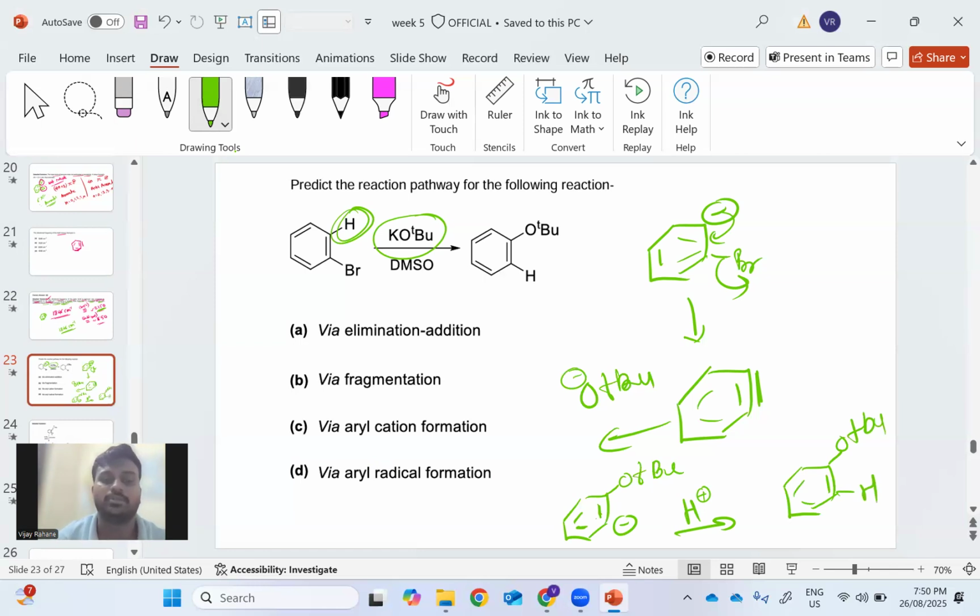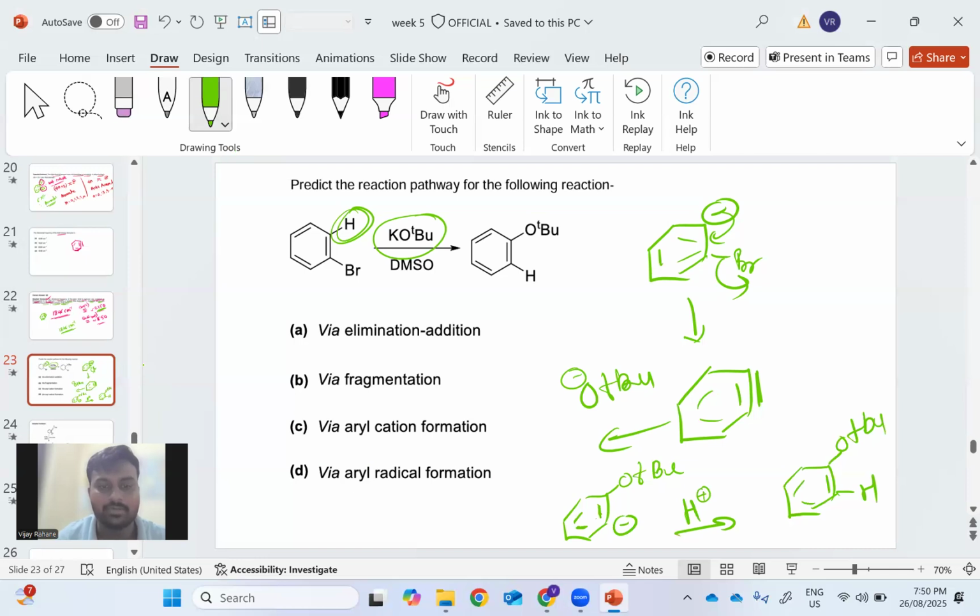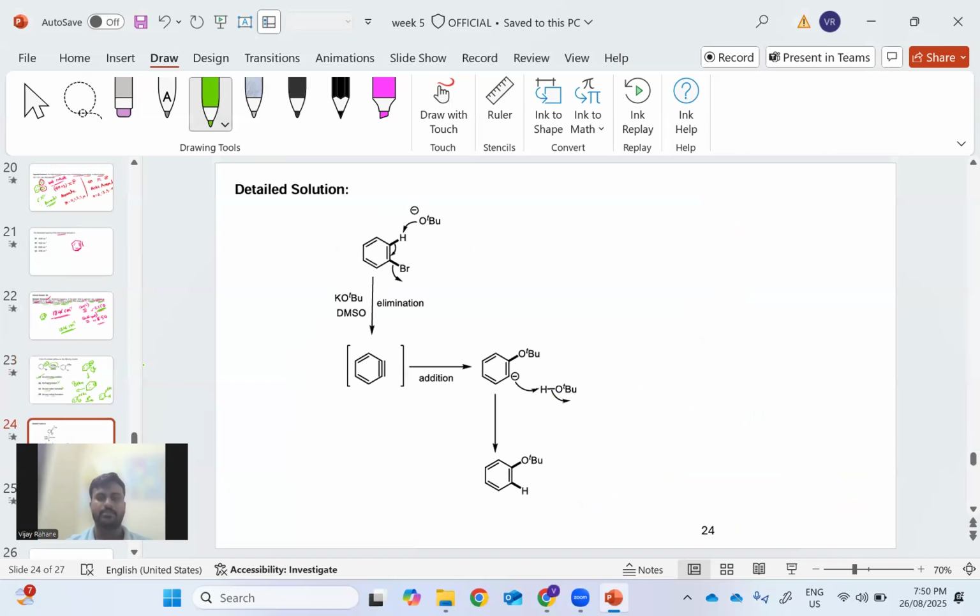Right, so this is a product. So via benzyne intermediate, right? Via elimination, addition, via fragmentation, obviously not fragmentation, via aryl cation formation, no, via aryl radical formation, so this also no. So via addition, elimination, addition reaction type of mechanism.